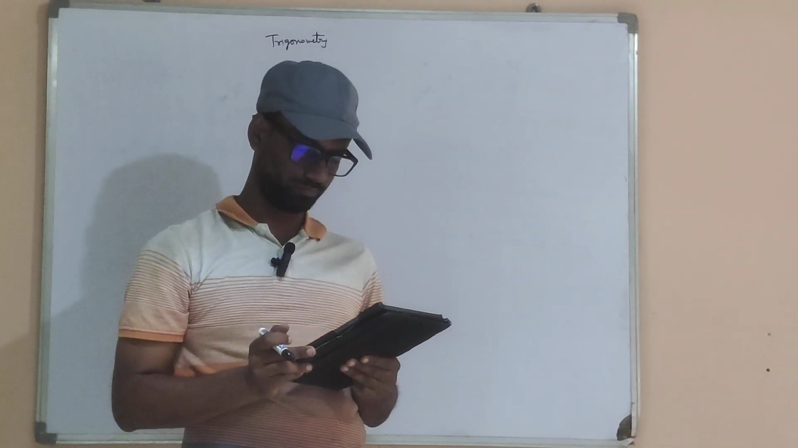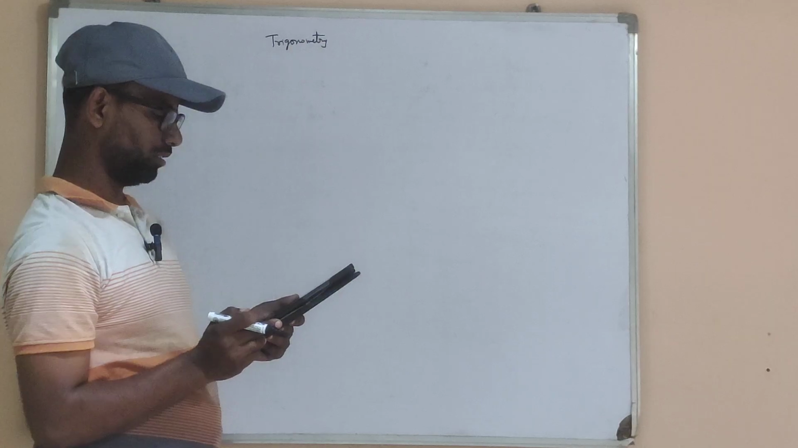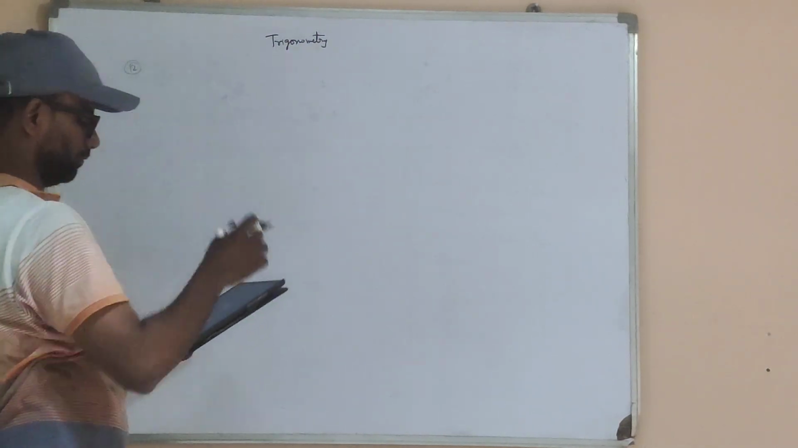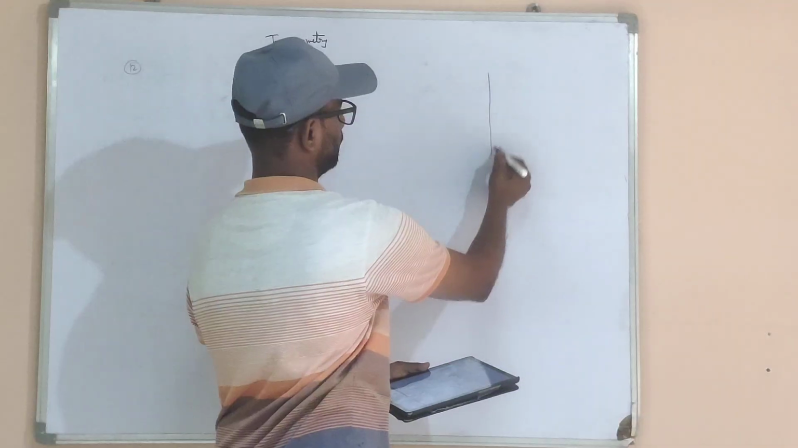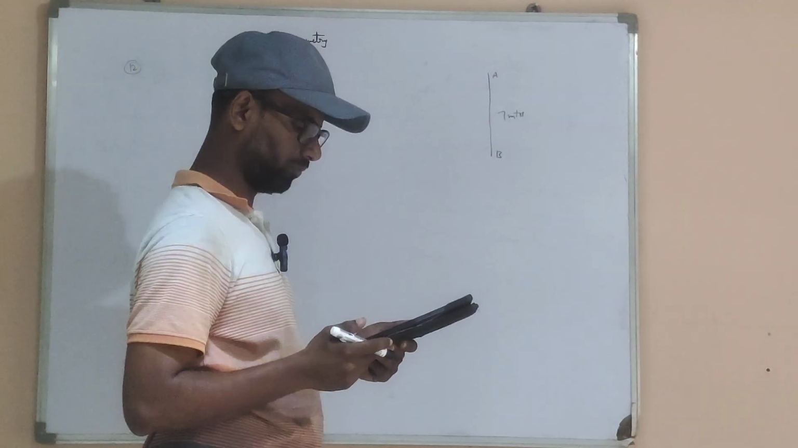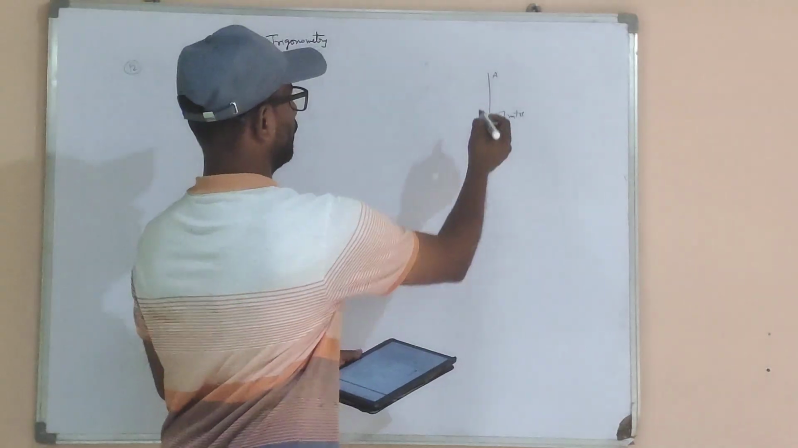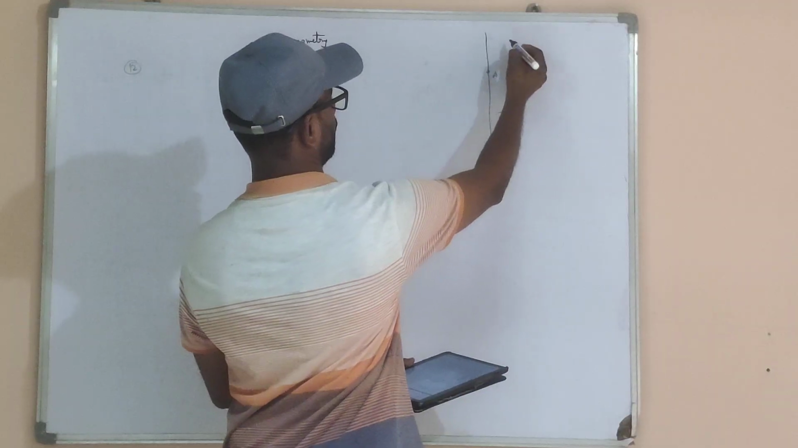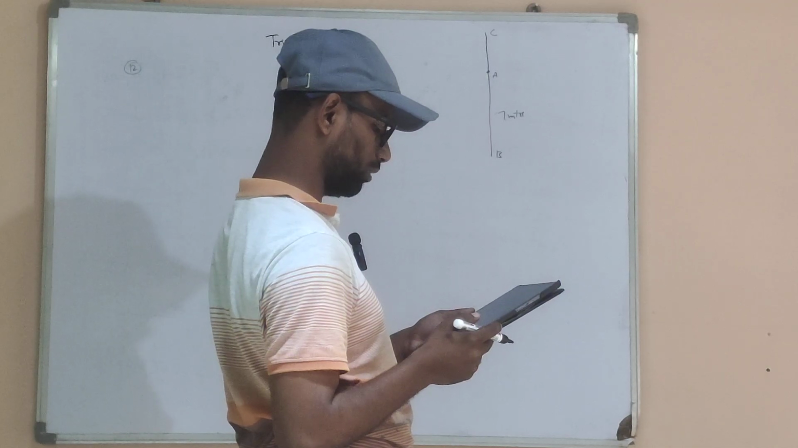So the next question, it is the 12th one. From the top of a 7-meter high building AB, the angle of elevation of the top of a cable tower is 60 degrees. From here, there is a cable tower, this one is C.